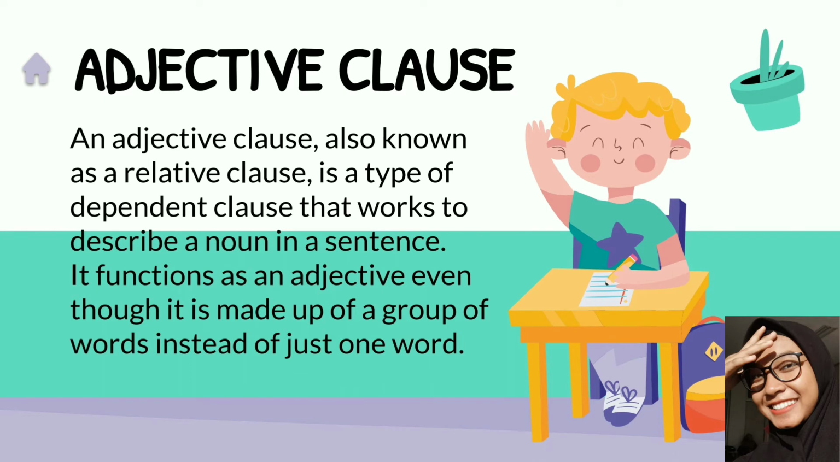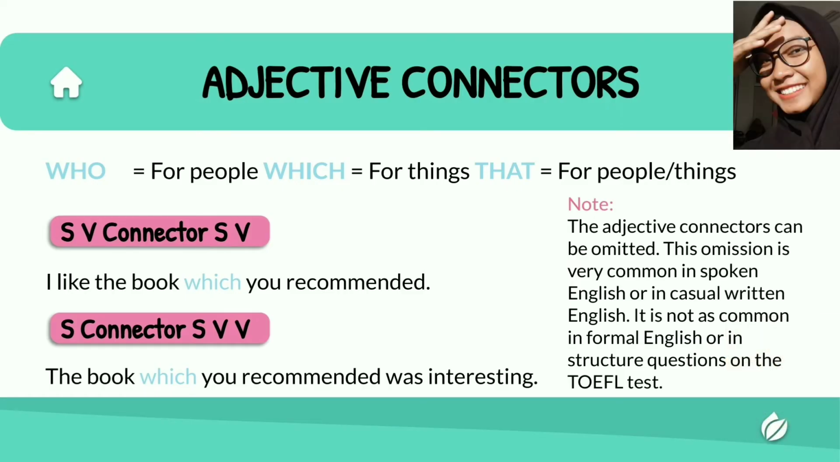The next material I will explain is the adjective clause. An adjective clause, also known as a relative clause, is a type of dependent clause that works to describe a noun in a sentence. It functions as an adjective even though it is made up of a group of words instead of just one word. For the adjective connectors, you can use who for people, which for things, and that for people or things.